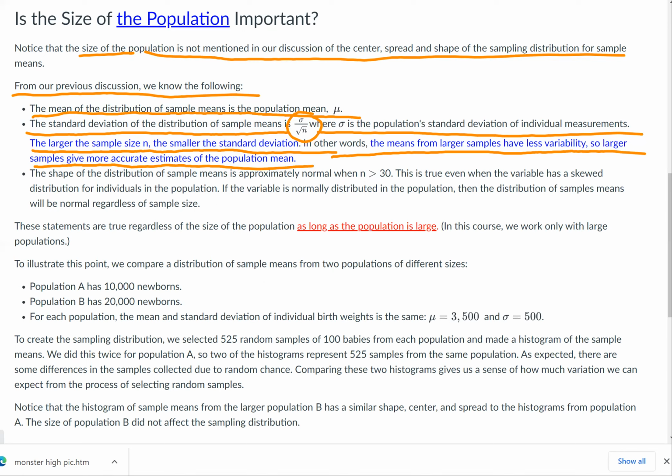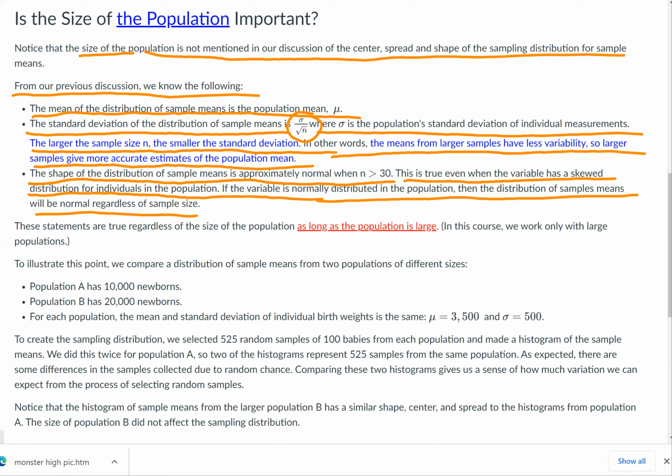The shape of the distribution of sample means is approximately normal when n is greater than 30. This is true even when the variable has a skewed distribution for individuals in the population. If the variable is normally distributed in the population, then the distribution of sample means will be normal regardless of sample size. These statements are true regardless of the size of the population, as long as the population is large. In this course, we work only with large populations.